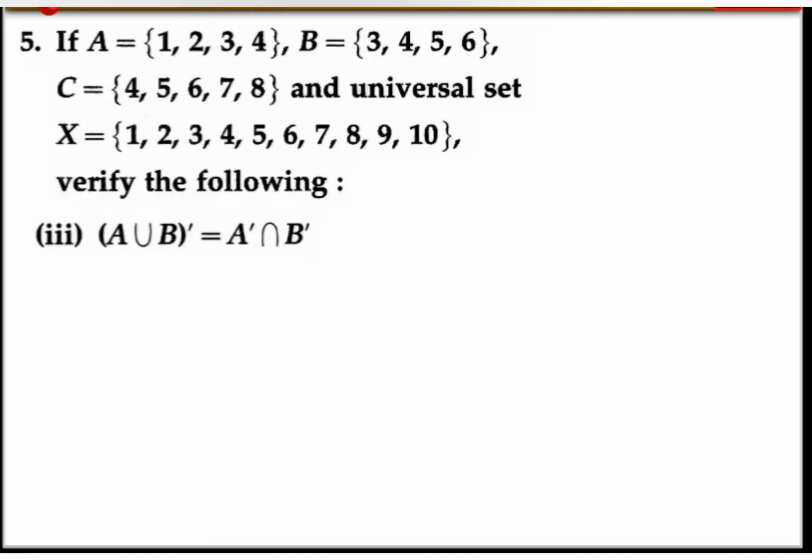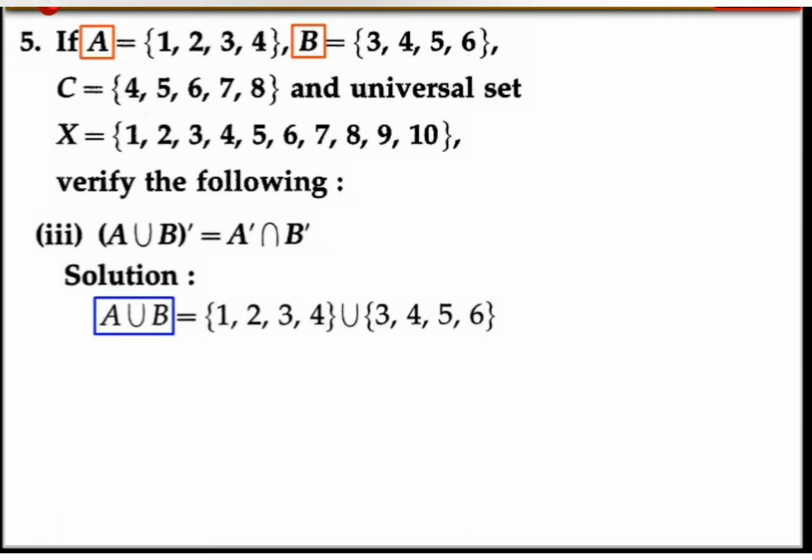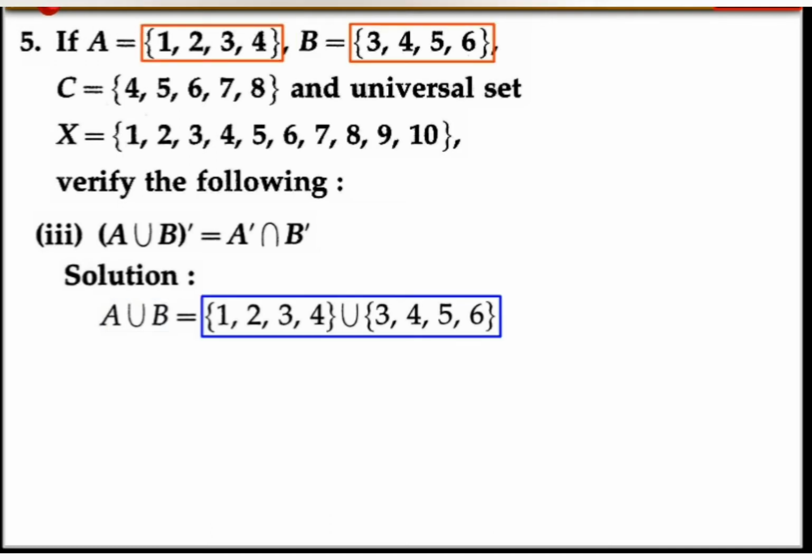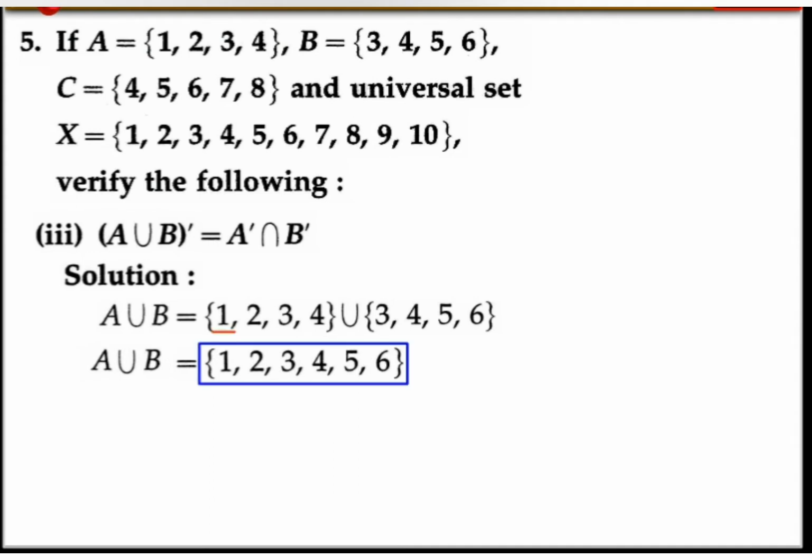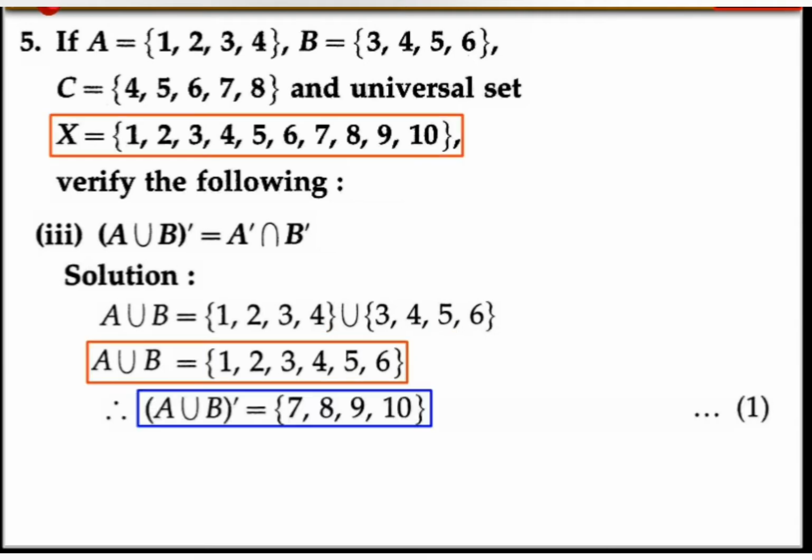Number 3. Complement of A union B is equal to A complement intersection B complement. Solution. Now first let us find A union B. A union B is equal to set of 1, 2, 3, 4 union set of 3, 4, 5, 6, which is equal to set of 1, 2, 3, 4, 5, 6. Therefore, complement of A union B would be set of 7, 8, 9, 10.